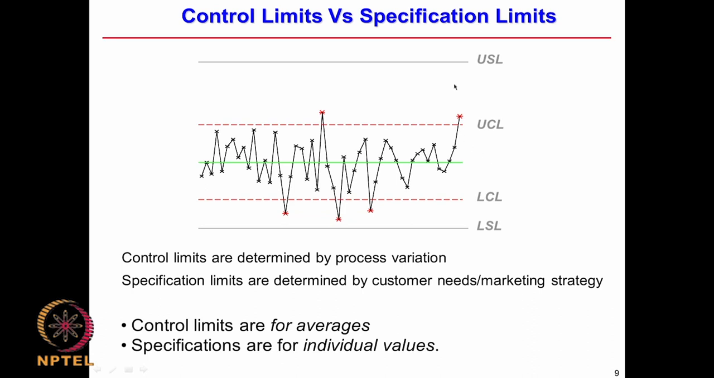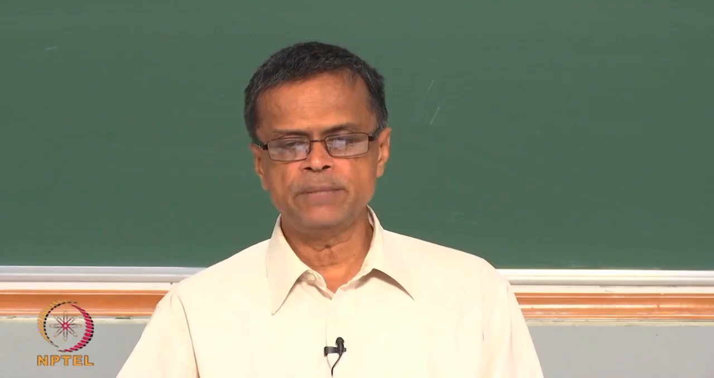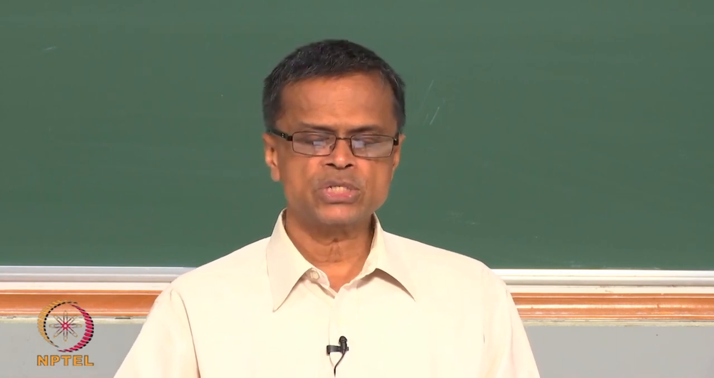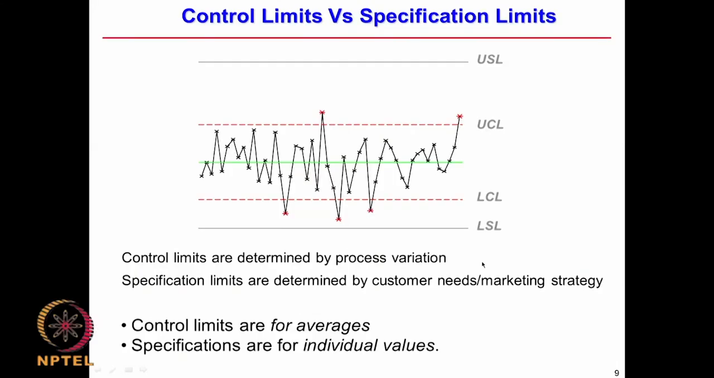okay. Control limits are for averages, specifications are for individual values. So, if you are selling bolts to the customer, he picks up one bolt and measures its diameter, it should fall within the USL and LSL, okay. Whereas, you use this for controlling the averages, okay.